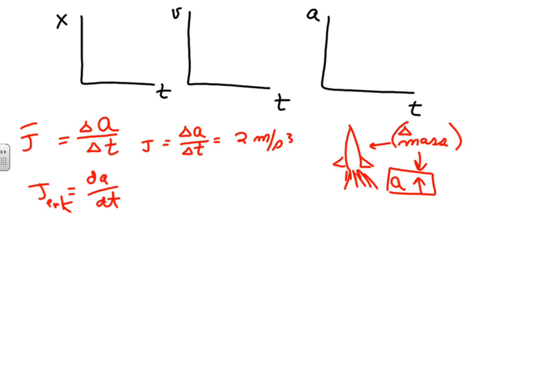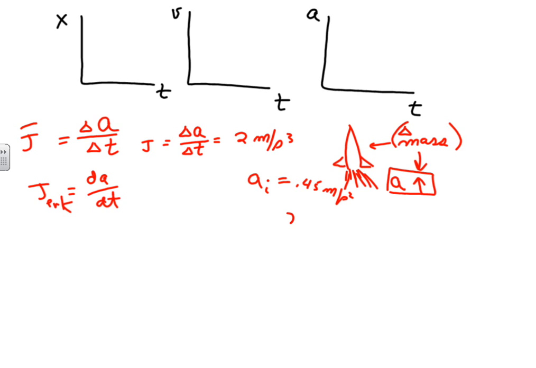You have acceleration coming off the launching pad of maybe something like 0.45 meters per second squared. The space shuttle used to take off at an instantaneous acceleration of 0.45 meters per second squared when it started taking off.